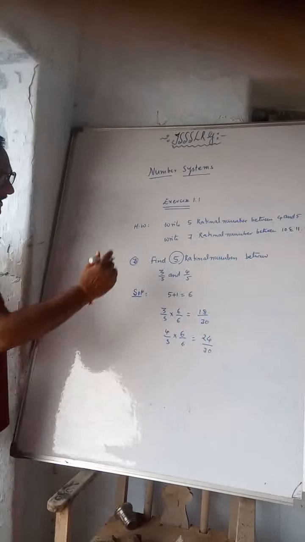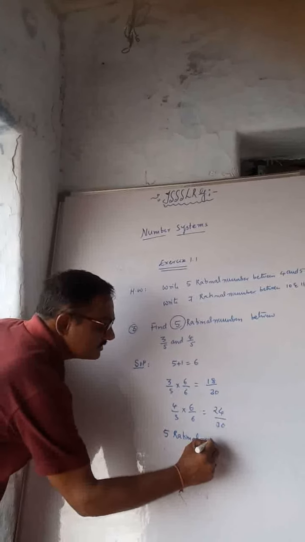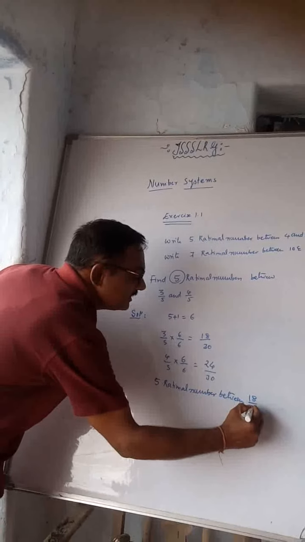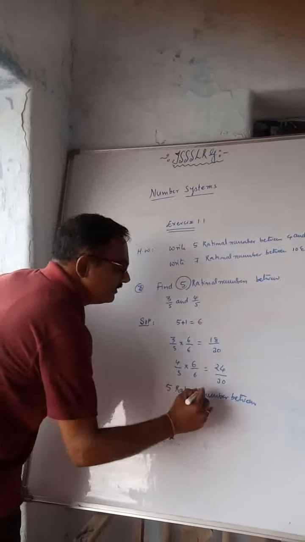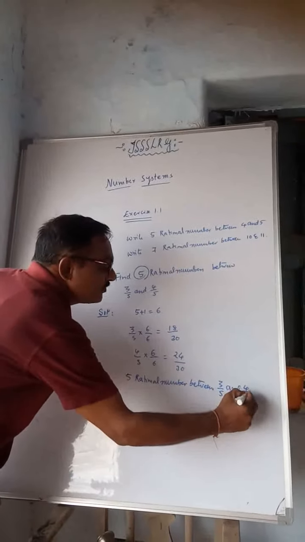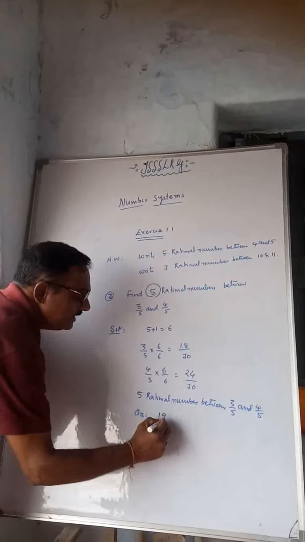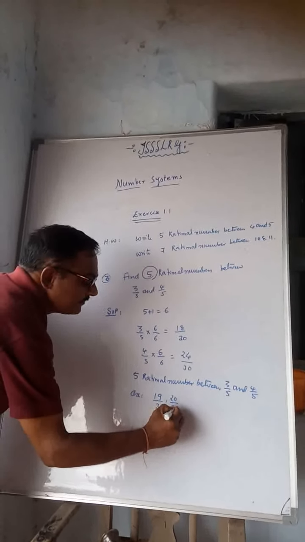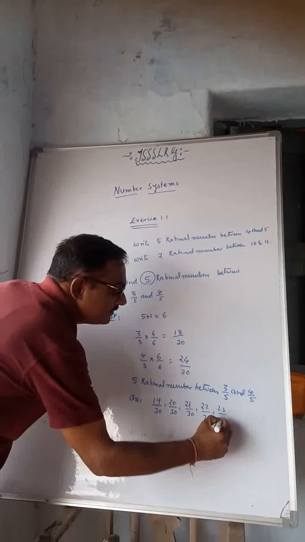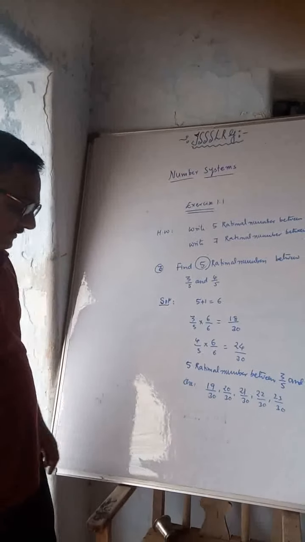Let us write 5 rational numbers between 18 by 30 and 24 by 30, that is between 3 by 5 and 4 by 5. They are, after 18 we take 19, then 20, 21, 22, 23 by 30. Now 1, 2, 3, 4, 5. We are getting the 5 rational numbers between.